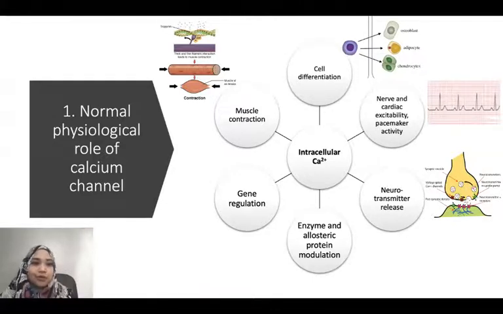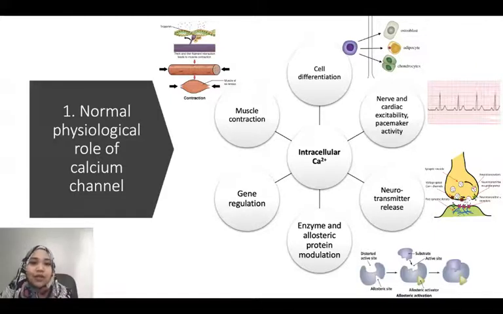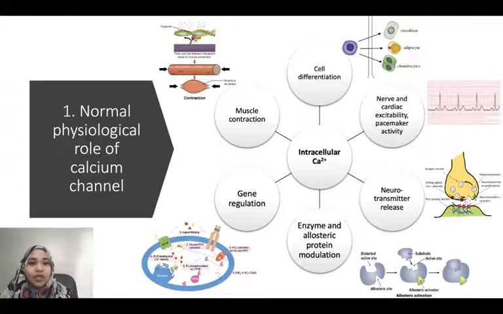Neurotransmitter release also requires calcium, whereby neurotransmitter would be released upon signaling of calcium from the presynaptic neuron to the synaptic cleft to cause excitation of neurons. Enzyme and allosteric protein modulation is also important, where it helps in releasing hormones. And not only that, calcium is also important to upregulate gene expression, to regulate the gene.